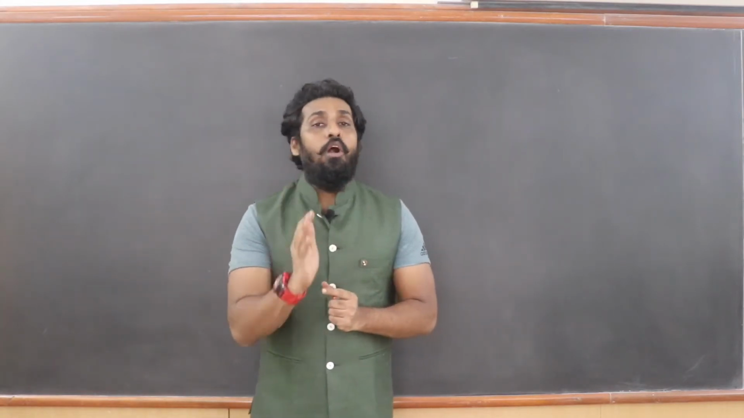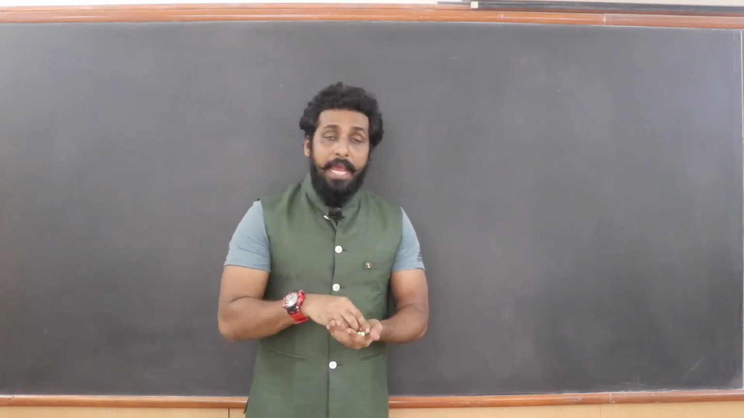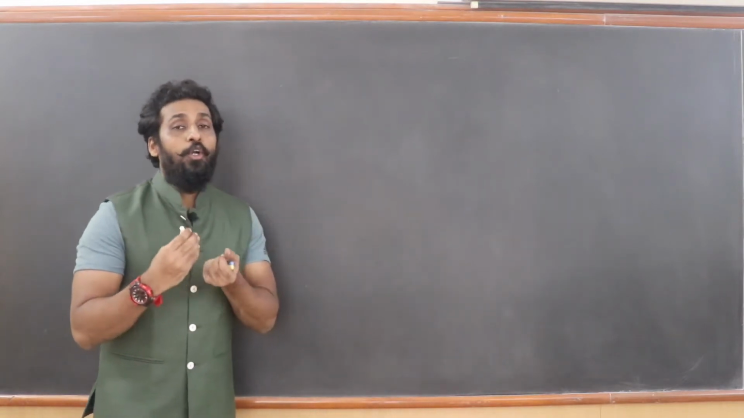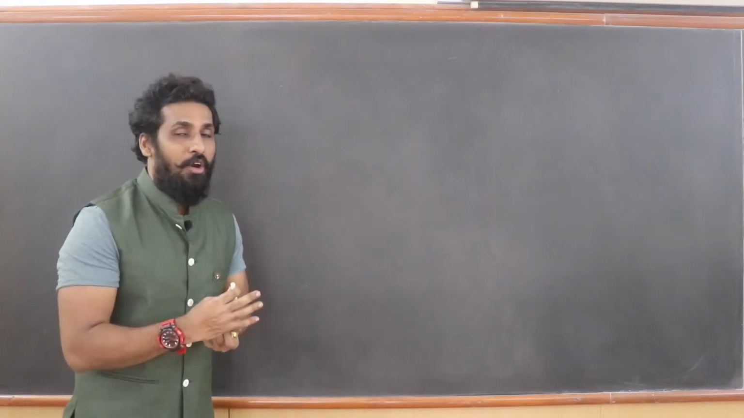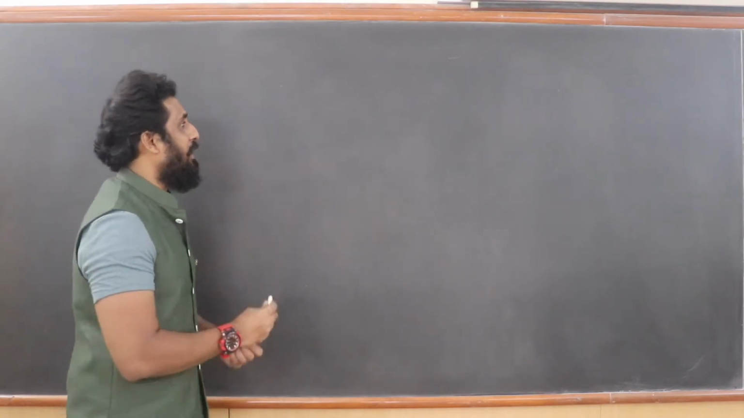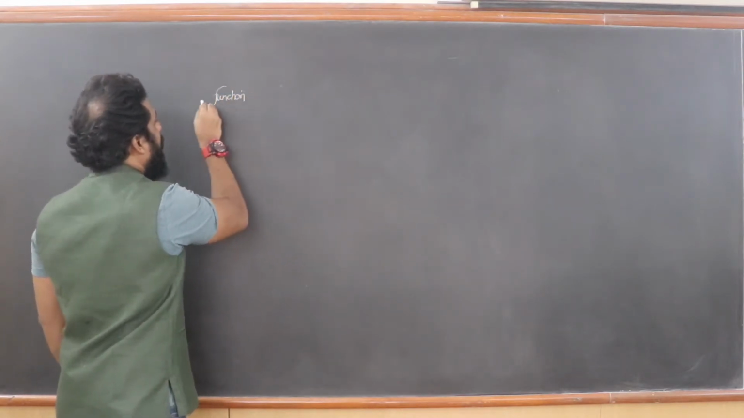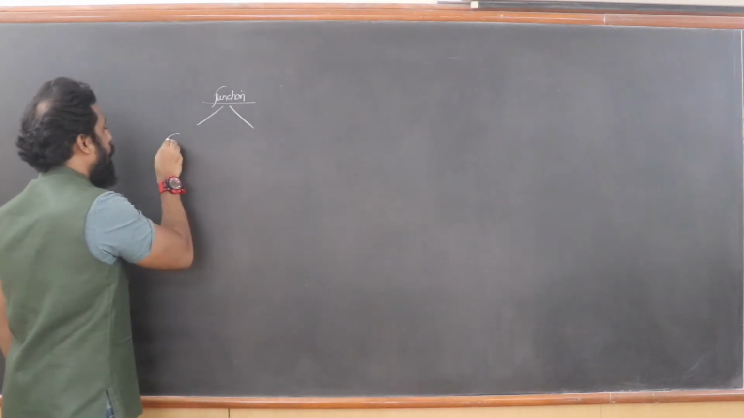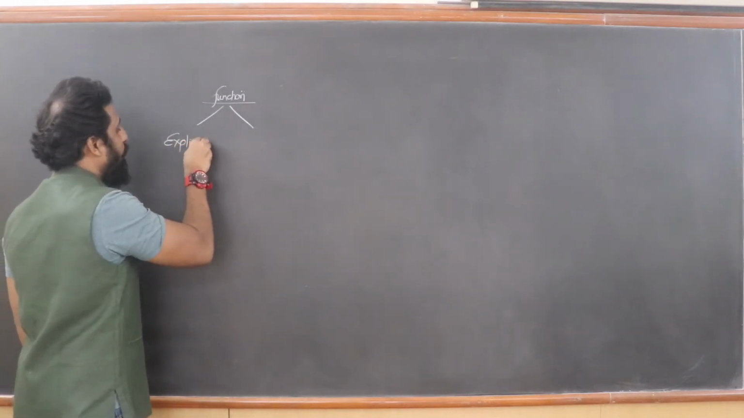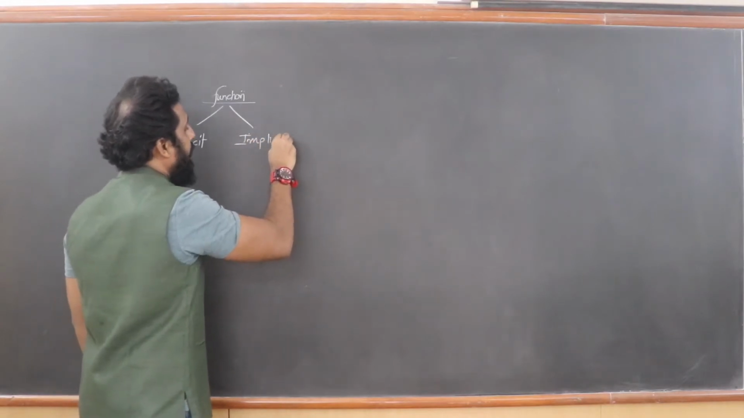Let's begin with what an implicit function is and how we differentiate it. As I said, functions are going to be of two different types. One of them is called an explicit function and the other one is called an implicit function. So I can write like this: a function can be of two types, explicit and implicit.